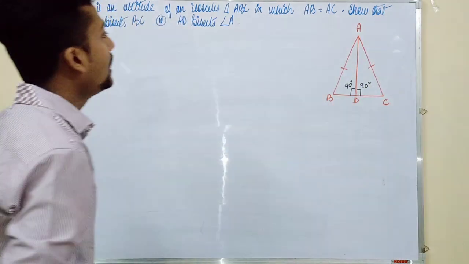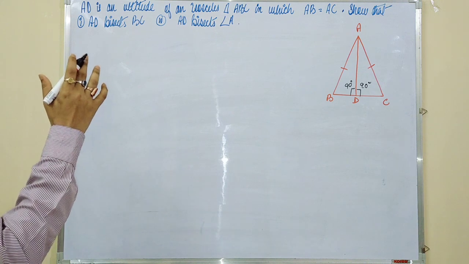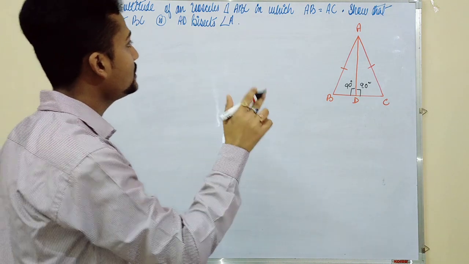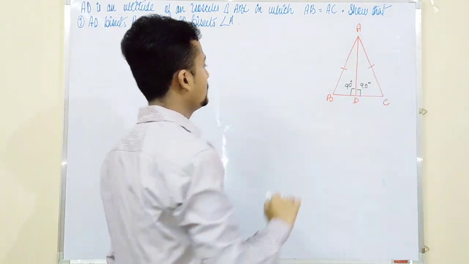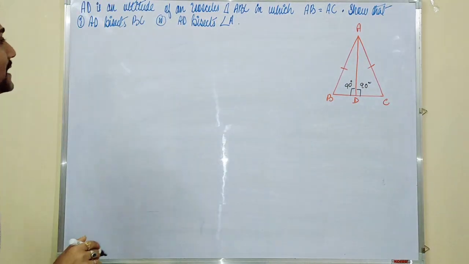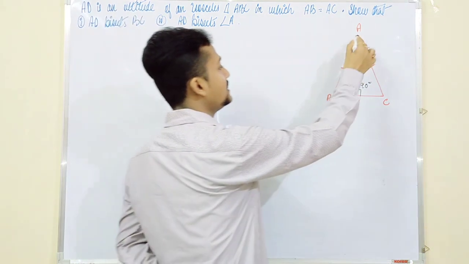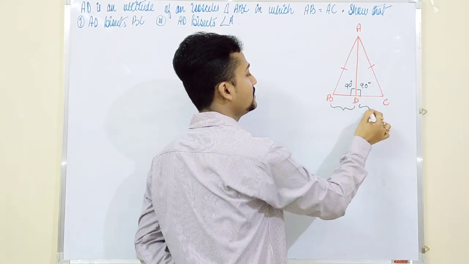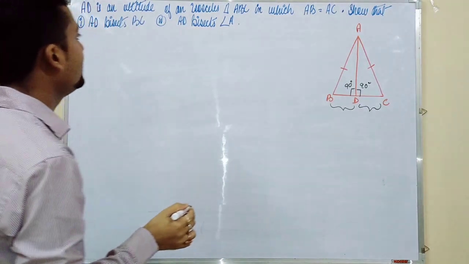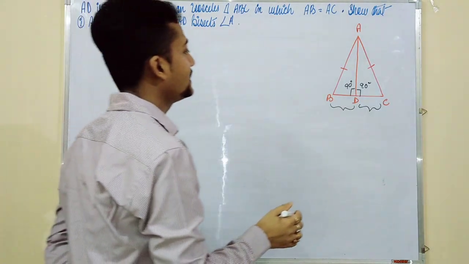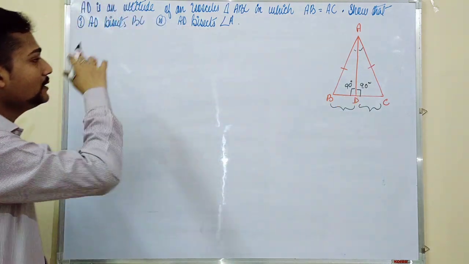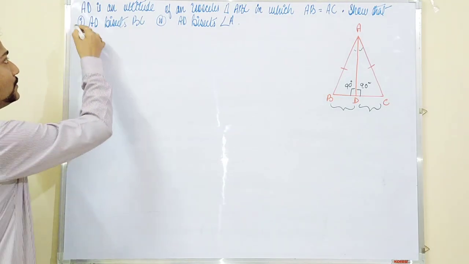In which AD is an altitude of an isosceles triangle ABC in which AB is equal to AC. Show that AD bisects BC. AD bisects BC. That means this is equal to this, we need to prove. And AD bisects angle A, this is equal to this, we have to prove. So given, you can write it by yourself. Required to prove this one, proof.